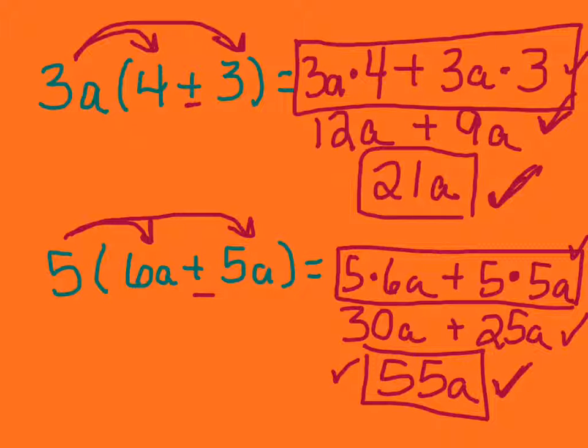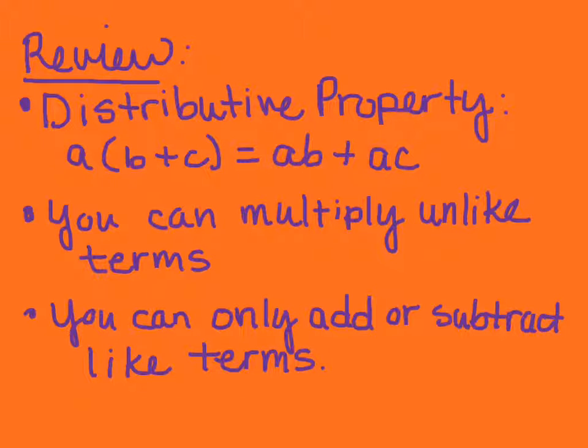Okay, so let's review here. The distributive property simply says that if I have a number A times a quantity B plus or minus C, I can distribute the A and multiply it by each individual term in the quantity. And so A times the quantity B plus C would be equivalent to A times B plus A times C. Remember, you can multiply unlike terms. You can only add or subtract like terms to simplify an expression.